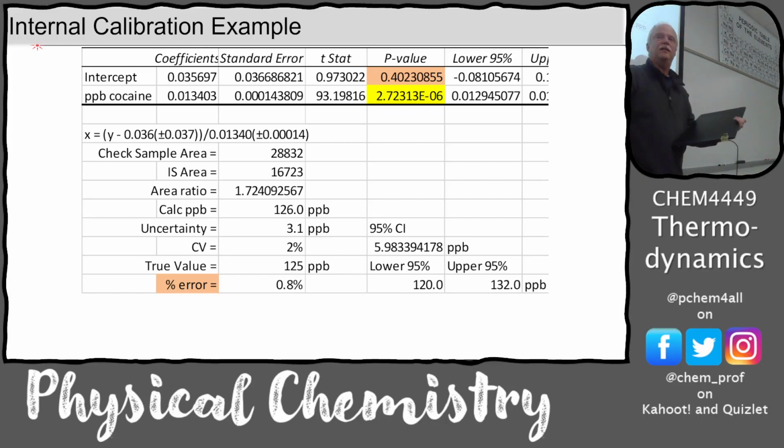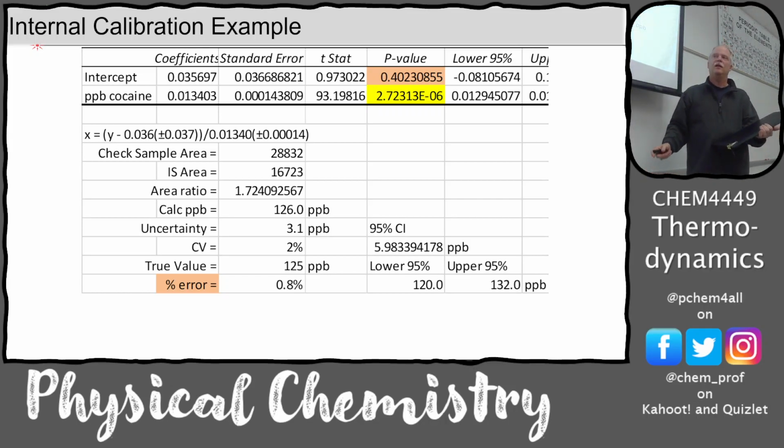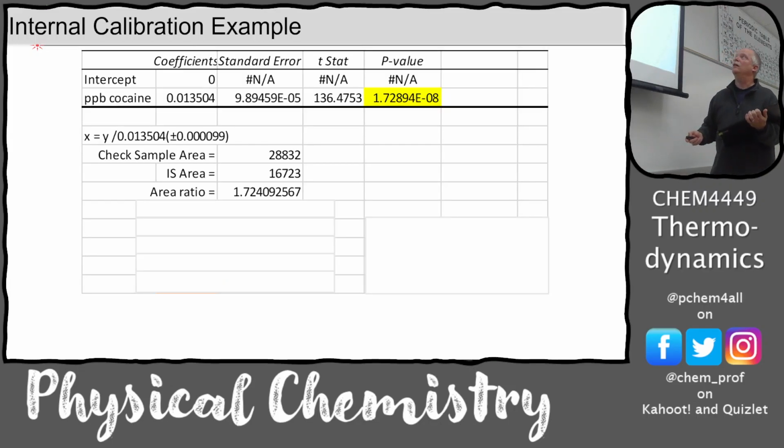So that's fantastic. Okay. But we've got a problem because we've got a B value that we're using in our model that's not statistically significant. So we really should take that out. Okay, so let's take that out. So we redo the regression analysis. We only have the slope now. Here's our check sample, our internal standard, the ratio.